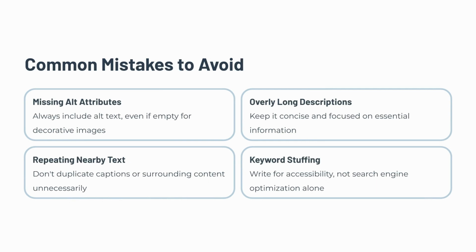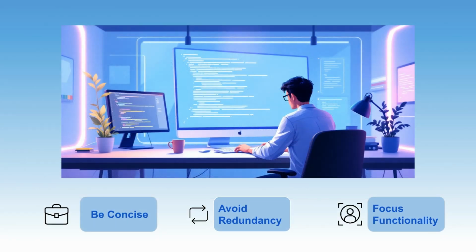To conclude, alt text may seem like a small detail, but it plays a crucial role in making web content accessible. When written properly, it allows screen reader users to understand visual information and navigate content more effectively. By describing the meaning of images, keeping descriptions concise, avoiding redundancy, using empty alt text for decorative images, and focusing on functionality when needed, you can make your content more inclusive and usable for everyone.